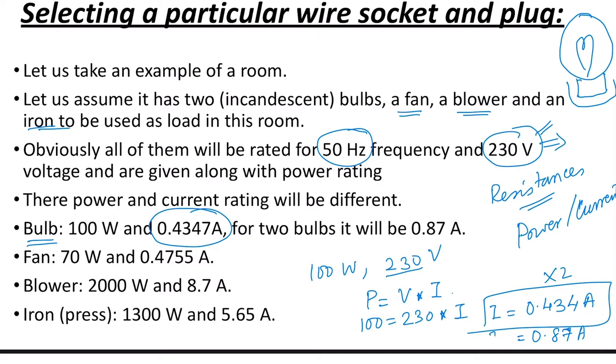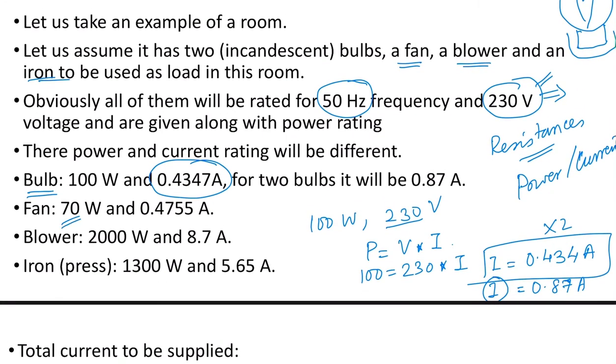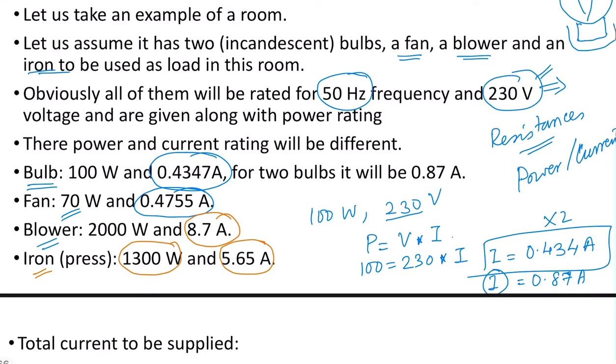If you have two bulbs, this current gets multiplied by 2, and you get 0.87 amperes. Similarly, if you have a fan which is rated at 70 watts, that means it draws 0.4755 amperes. A blower which is 2000 watts draws 8.7 amperes, and an electric iron or an electric press is 1300 watts and it carries a current of 5.65 amperes.